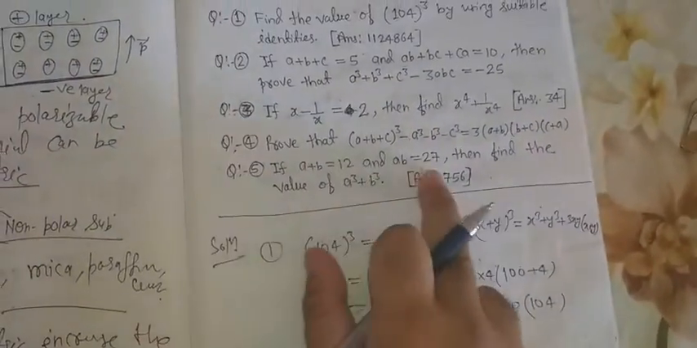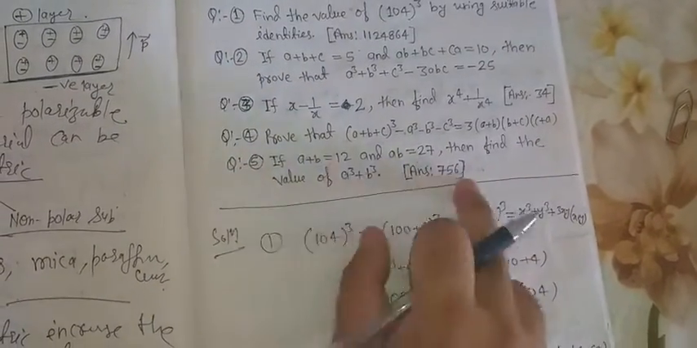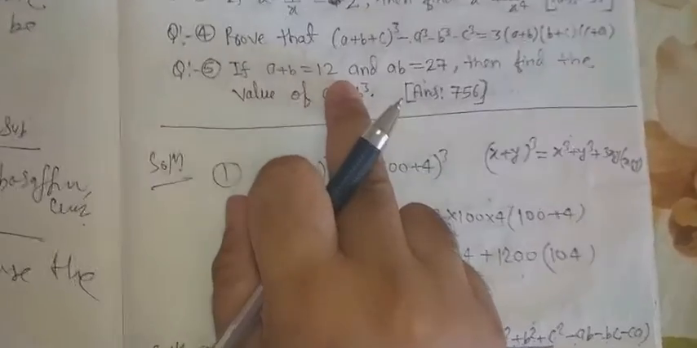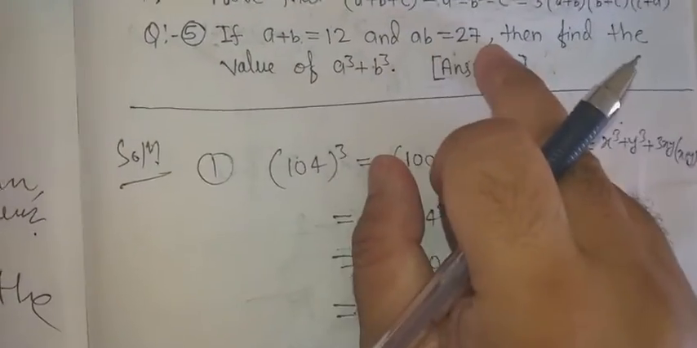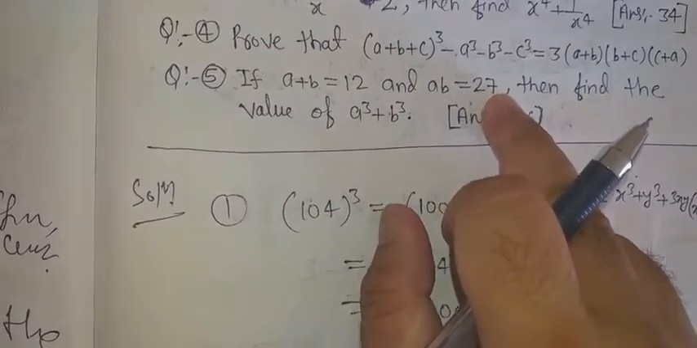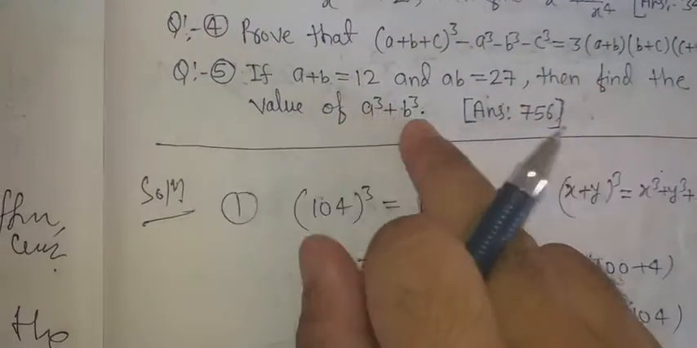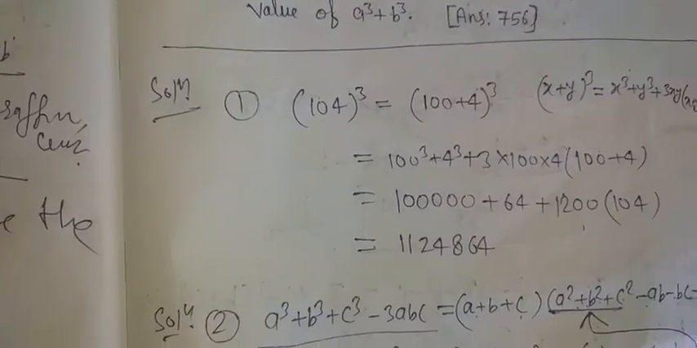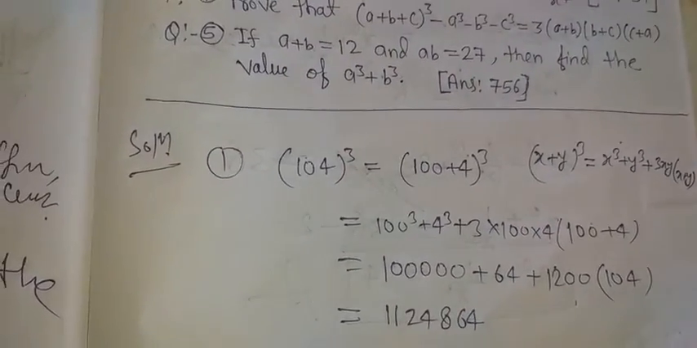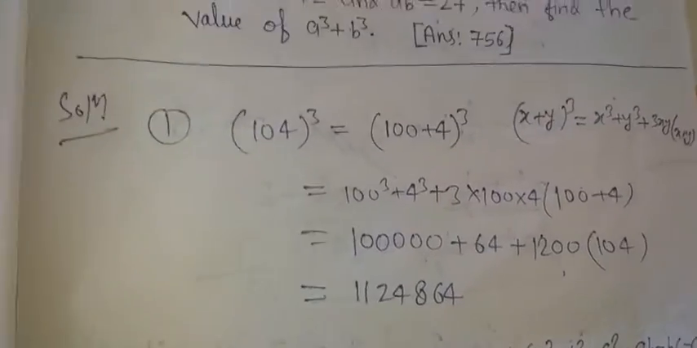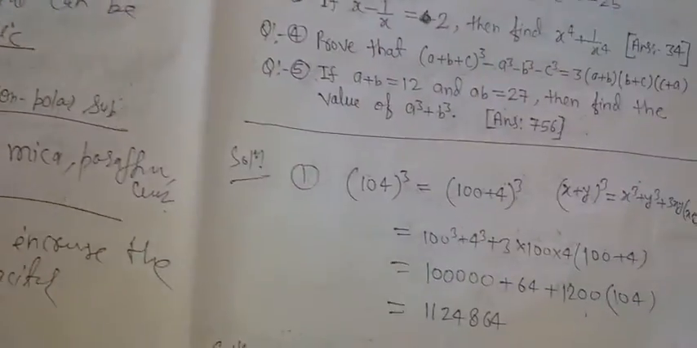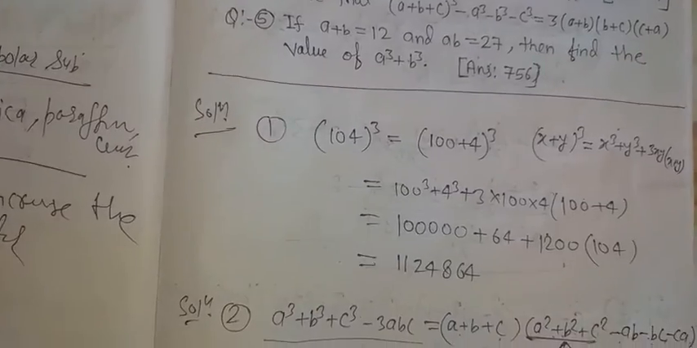Now in this question, a plus b equals 12, ab equals 27. Then find the value of a cube plus b cube. Try to find this value. How to find this value? We know the a cube plus b cube formula, it's direct. A plus b is 12 and ab equals 27.